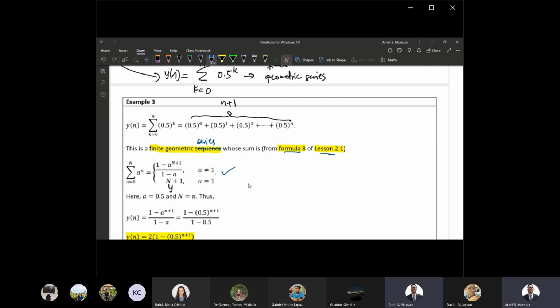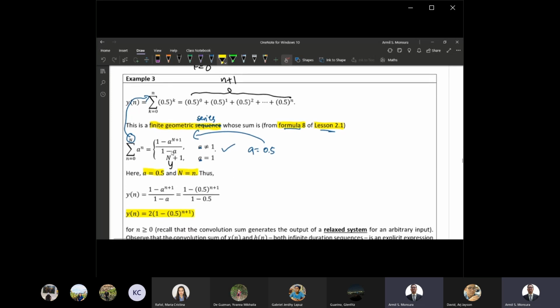Given na yung base niyo, o yung a niyo, is not equal to 1, tsaka kung equal to 1 siya. So in this case, ang a natin kasi dito is 0.5. So therefore, dito tayo maghanap sa not equal to 1. Makikita rin natin na yung upper limit natin dito is yung small n natin. So we have now the following parameters of our finite geometric series. So i-apply natin ngayon yung formula na to.